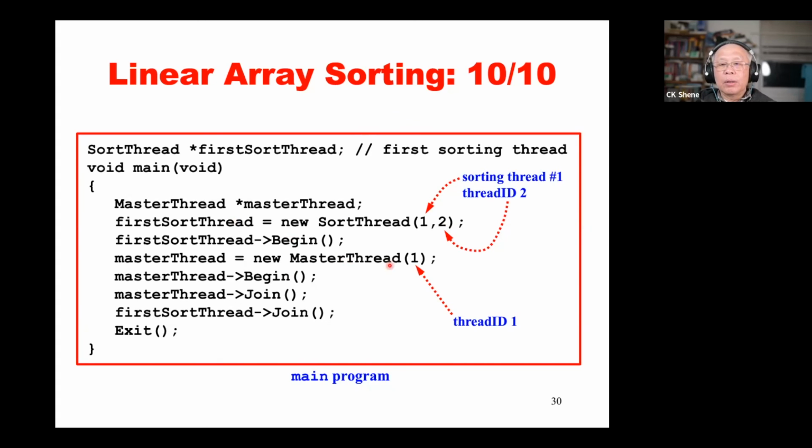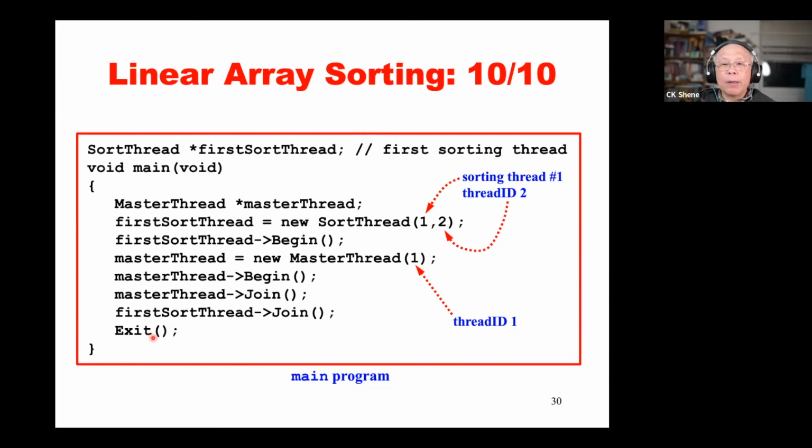This is sorting thread ID of 1, and then run it and join, and then join with the sorting thread. So here we create the first sorting thread, create the master thread, and run the master thread. So here we have the master thread and the first sorting thread running. And then we wait for the master thread to end and wait for the first sorting thread to end. You move this one up, that doesn't matter. And finally, the main program exits.